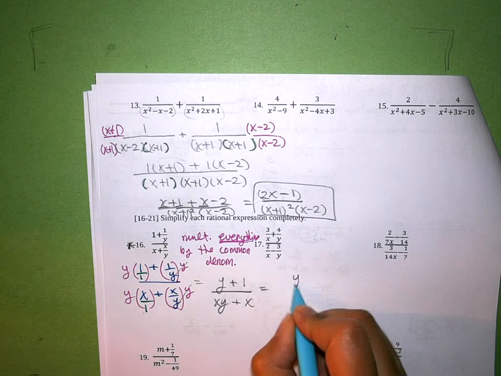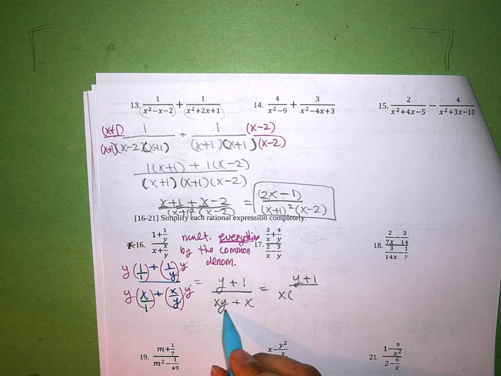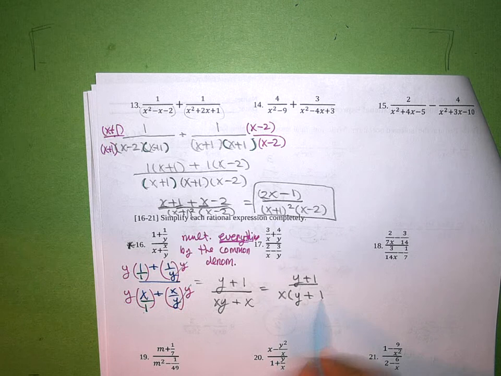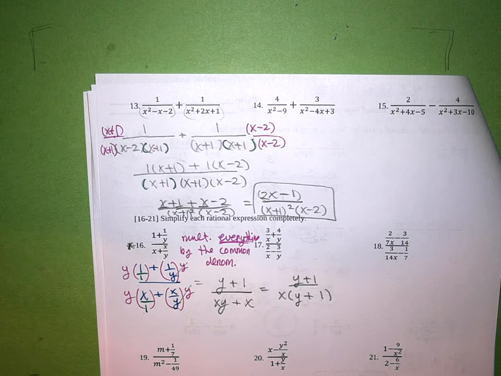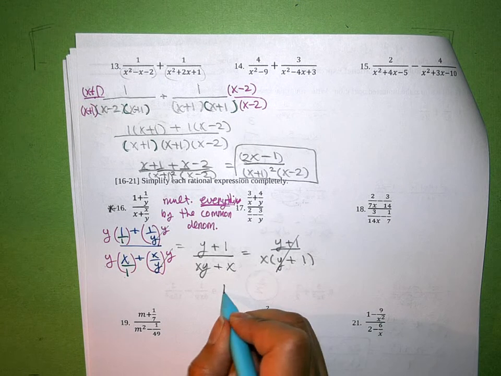I have y plus 1 over GCF is x. X times y is xy plus 1 because x times 1 is x. That's what I have left. That reduces, and I'm left with not x, but 1 over x.